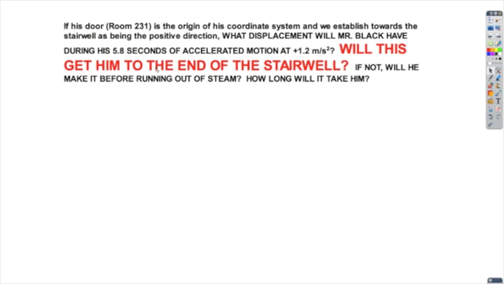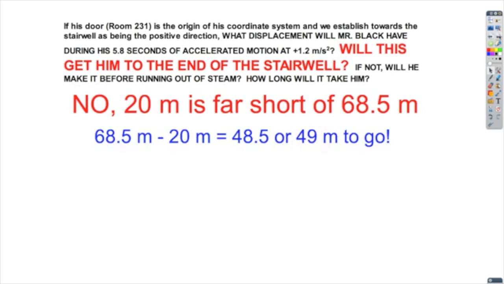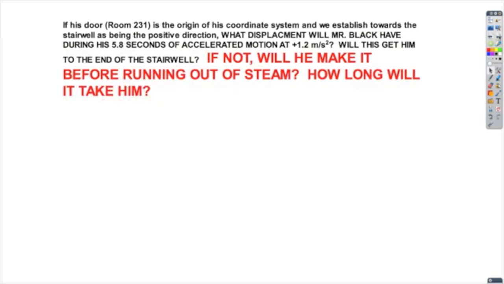That answers my second question. Will this get him to the end of the stairwell? Sorry, it won't. I only got 20 meters. That's far short of 68.5 meters. How short? Well, 49 meters short if I'm doing correct sig figs, but I'm going to still work with 48.5 until we're done with the entire problem. Don't round till the end.